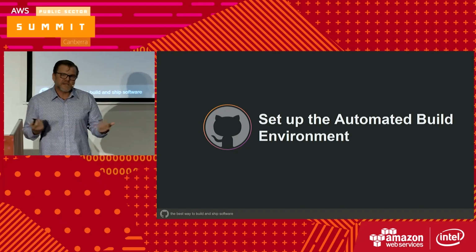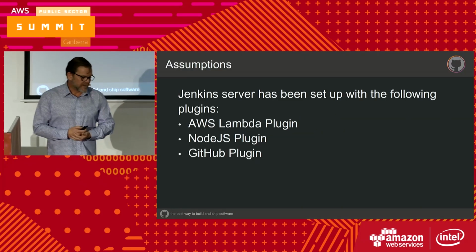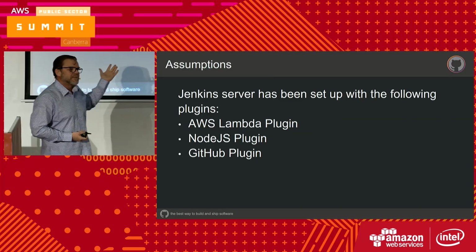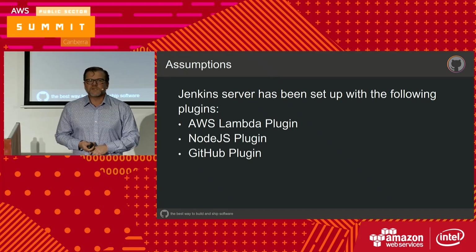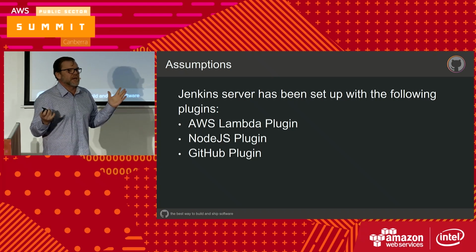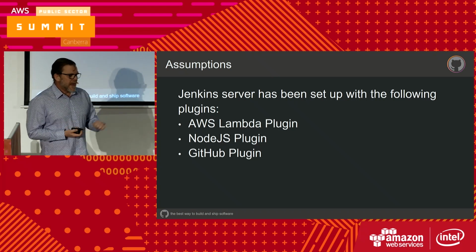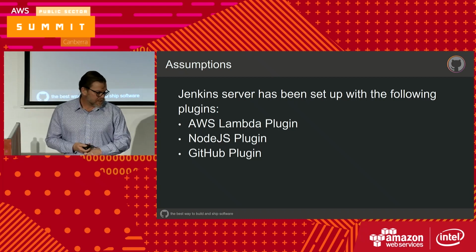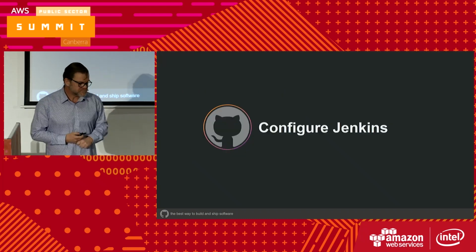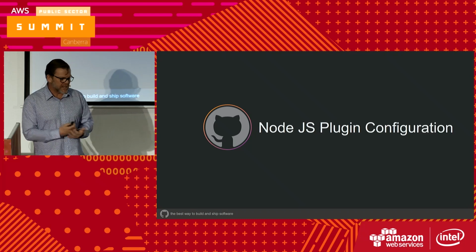All right. So now next thing I'm going to do is set up our automated build environment. So this is Jenkins. I just used the AWS Linux image, the standard one that's out there. And I've used the yum package manager to just install Jenkins, fired up Jenkins. So that's all I had to do on that front. And then using the Jenkins interface, I installed these three plugins, AWS Lambda, Node.js, and GitHub. So let's now configure Jenkins.